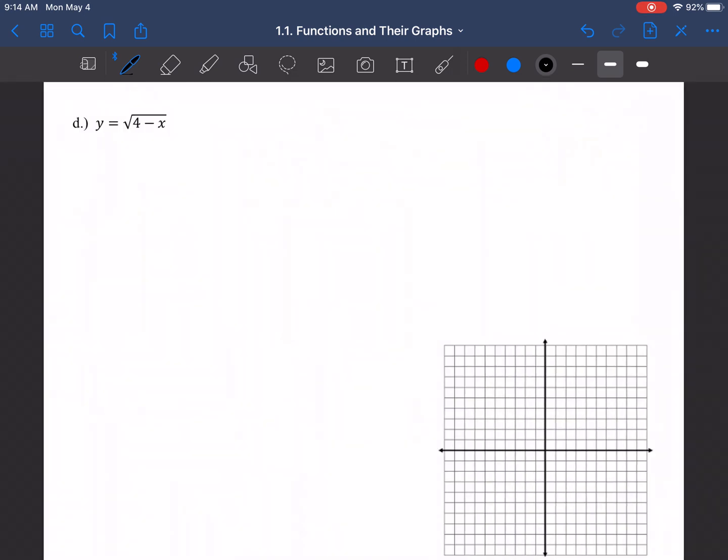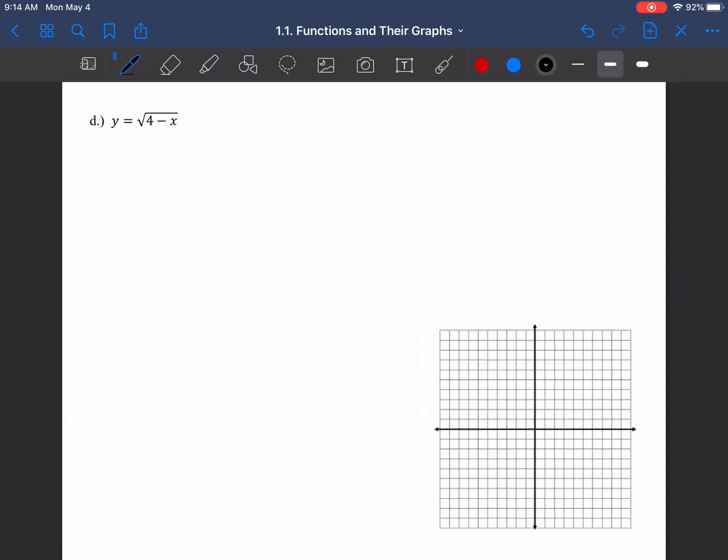This next one, y equals the square root of 4 minus x, I'm going to let you try. You try this one, see if you can figure it out, and I'll finish it off in the notes that you'll be able to look at and find later.